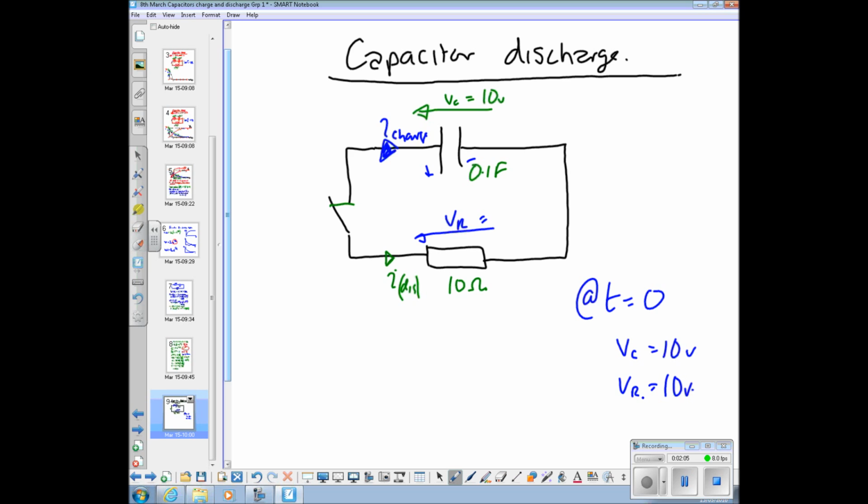Okay. And in actual fact, all through discharge, little VC is equal to little VR. It's got to be. Yeah? Because the capacitor is acting like a little battery to that resistor. Yeah.